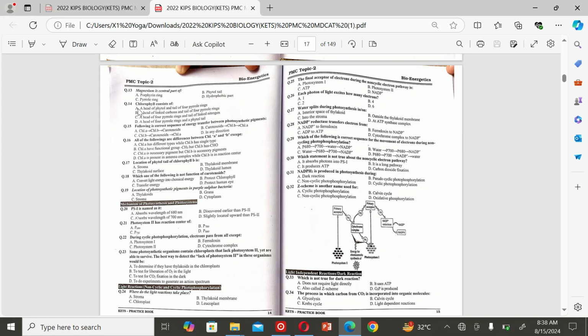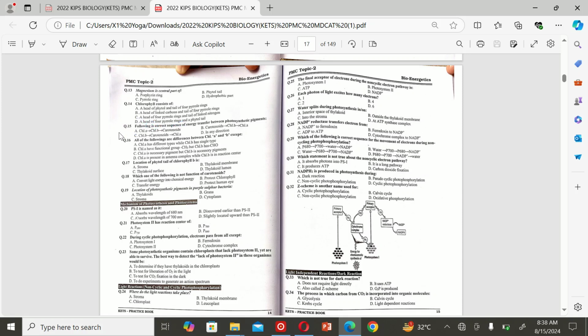The next MCQ is: chlorophyll consists of A. Head of phytol and tail of 4 pyrrole rings, B. Head of linked carbons and tail of 4 pyrrole rings, C. Head of 4 pyrrole rings and tail of linked nitrogen, and D. Head of 4 pyrrole rings and a phytol tail. So the correct option is D.